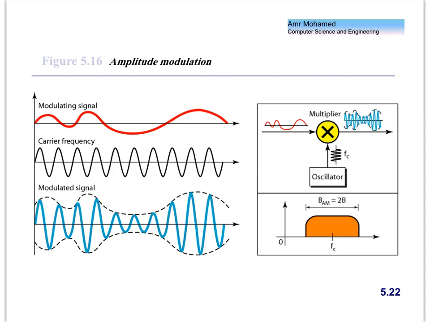So for amplitude modulation, the input signal itself is analog, as you can see. In that case, similar to what we have done, nothing changes. We have a carrier frequency with a fixed frequency, and again the same implementation: an oscillator and the input signal.